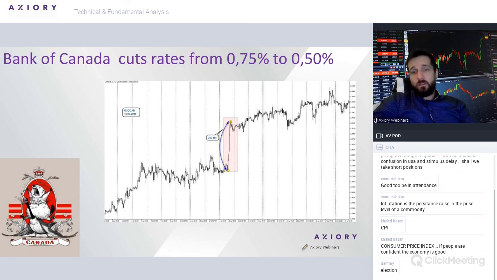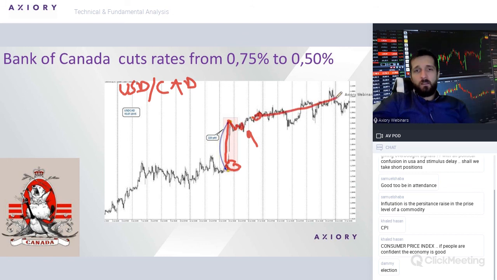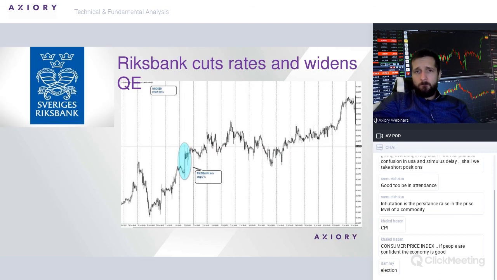Power of fundamental news. Bank of Canada cuts rates from 0.75 to 0.5. This is American dollar to Canadian dollar. So based on this news, the Canadian dollar lost and the American dollar gained in value, which is here. Even if you're late, you can, for example, buy here or buy here, and then you earn profit. This is pretty beautiful if you ask me.